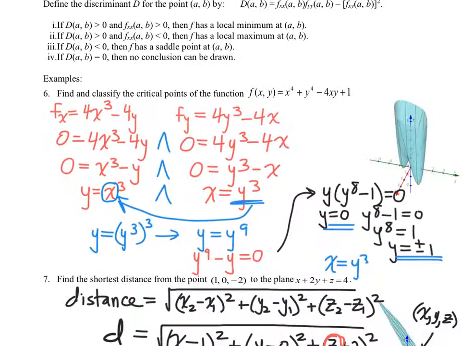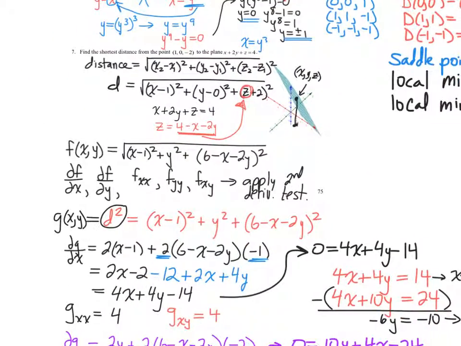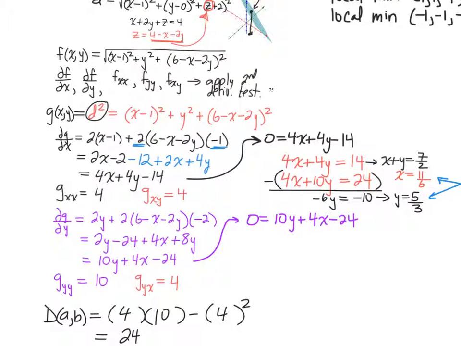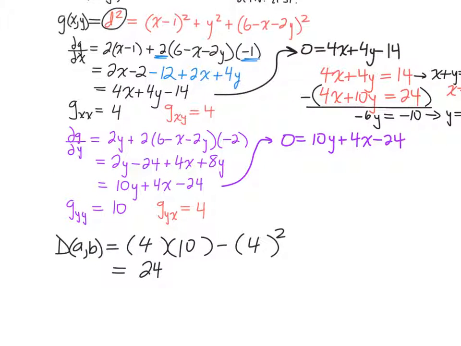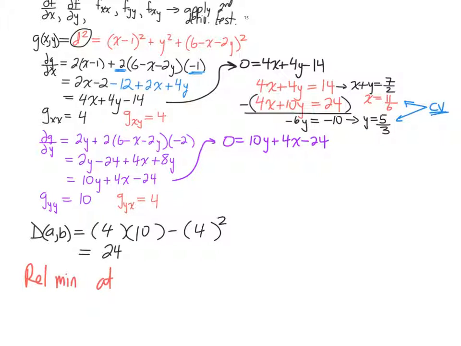All right, so anyway, we have our critical values, 11/6 and 5/3, and we've just established that it is in a region in which there is a minimum. All right, so we're talking a relative min at, I already forgot, 11/6, 5/3, so it's G of 11/6, comma 5/3.